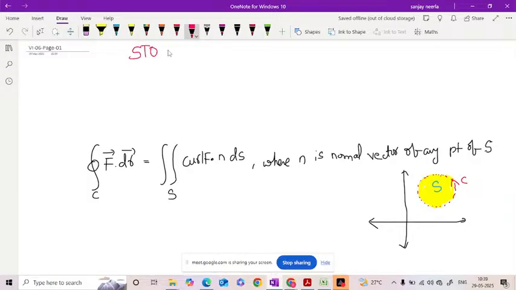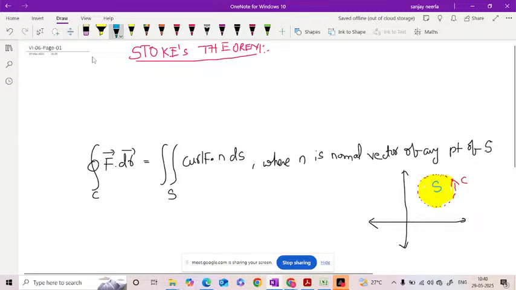ఇది చెప్పారు సిఆర్ మీరు. సో Stokes theorem. చెప్పాలా సార్? No need.